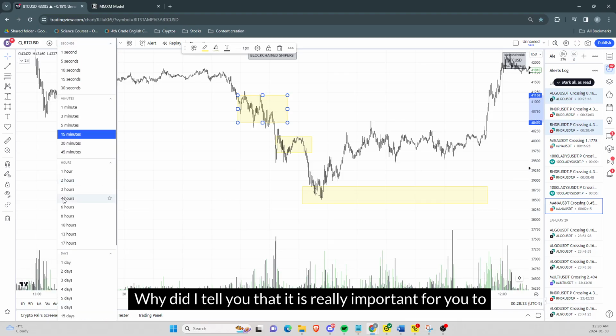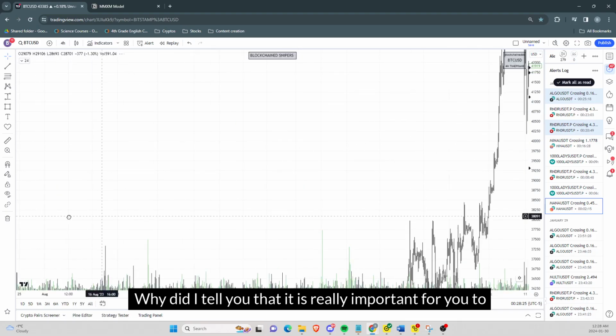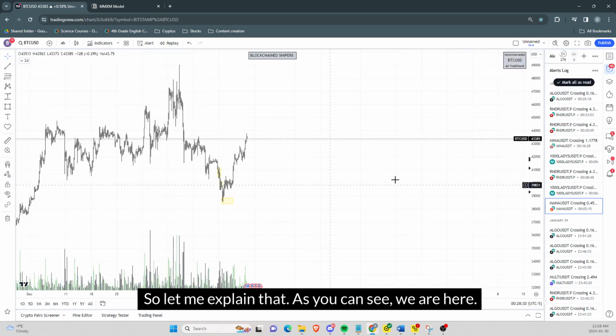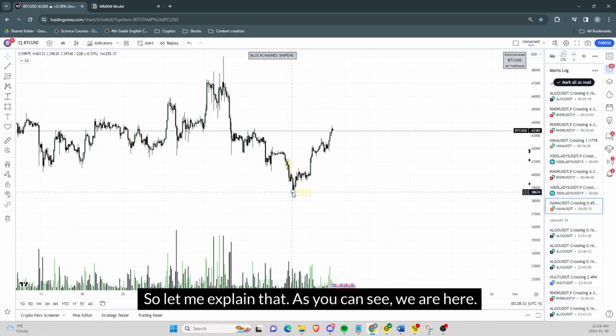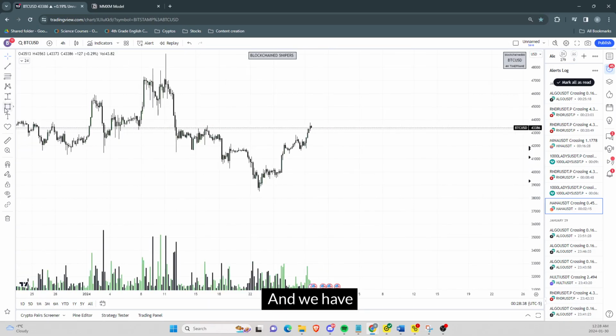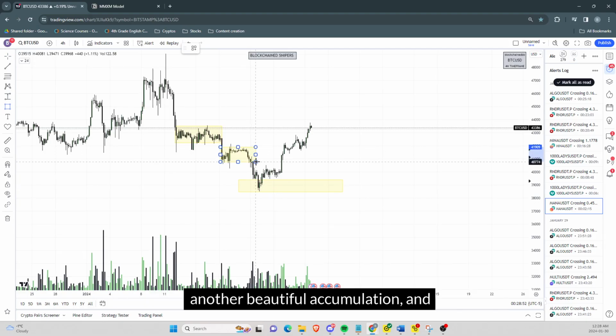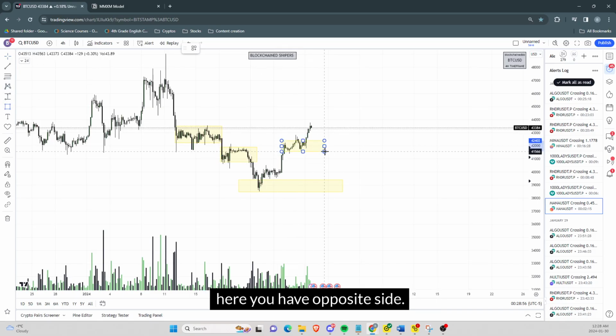Why did I tell you that it is really important for you to understand this concept for trading next week? So let me explain that. As you can see, we are here, and we have the MMXM form here. So here you have a beautiful accumulation. Here you have another beautiful accumulation. And here you have opposite side.